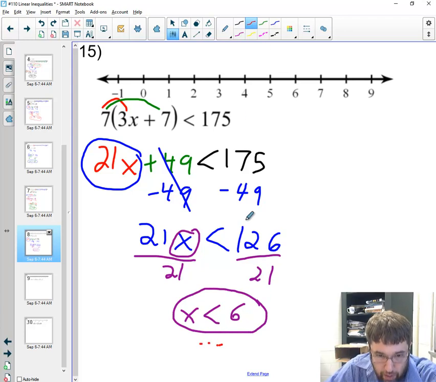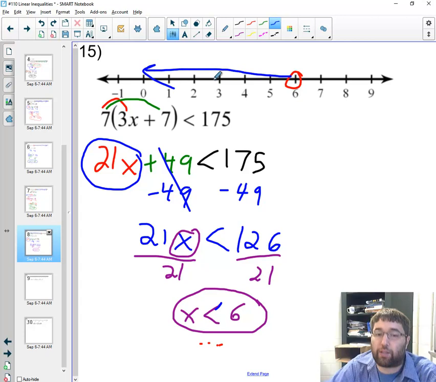Because there's no underline, it is an open circle at 6. Because it's pointing to the left, I point to the left, less than left. And that's the answer.